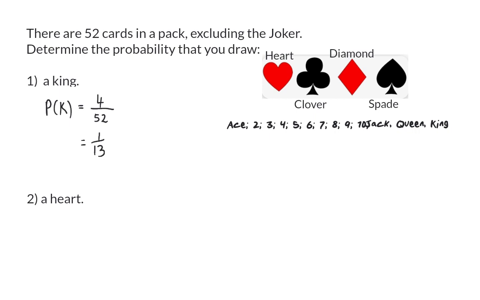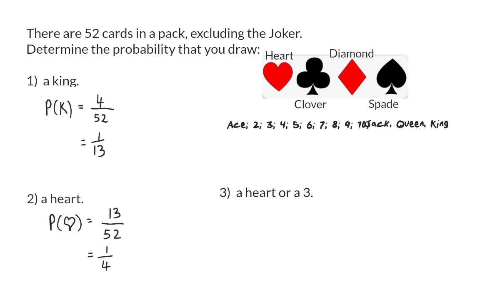Question 2. Determine the probability that you draw a heart. So, for the probability to remove a heart from the pack, we know that we have 13 different heart cards, and that is out of the total of 52, which simplified gives us a probability of 1/4.